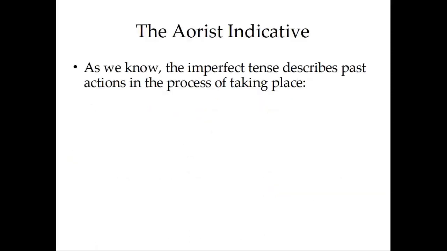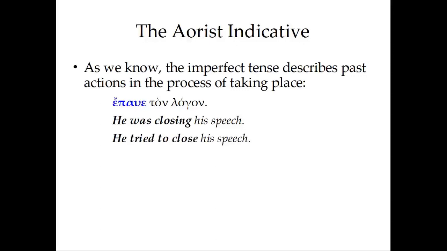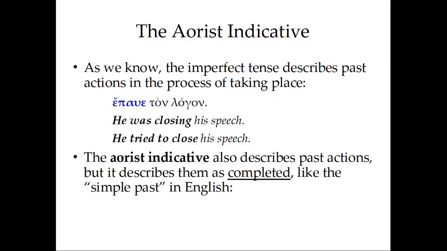As we know, the imperfect tense describes past actions in the process of taking place. For instance, epauen ton logon, you could translate as, he was closing his speech, he was in the process of closing his speech, or even he tried to close his speech, or he began to close his speech, something like that. On the contrary, the aorist indicative also describes past actions, but it describes them as completed, as in not in the process of taking place, much like the simple past in English. He closed his speech. He wasn't in the process of closing it.